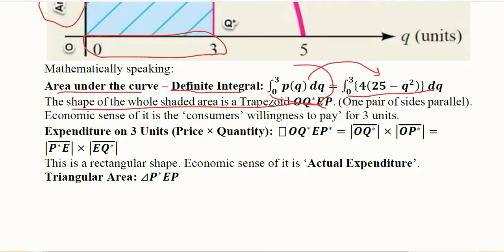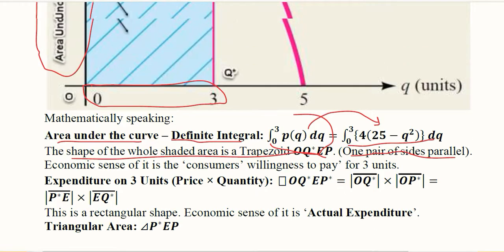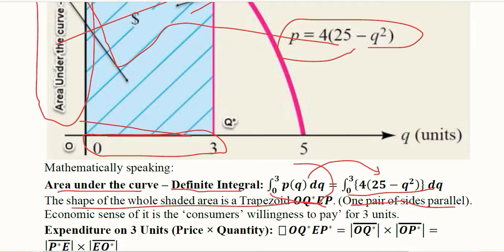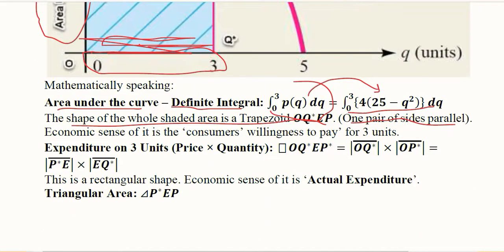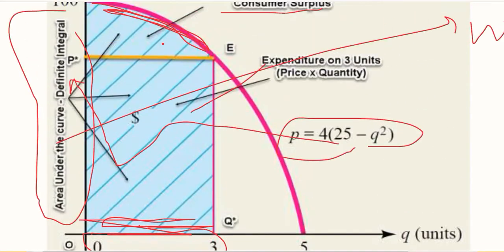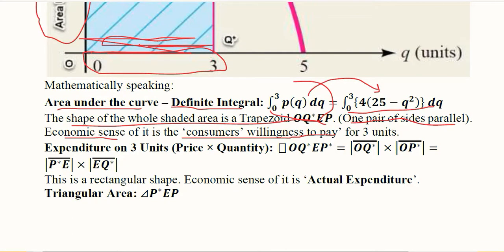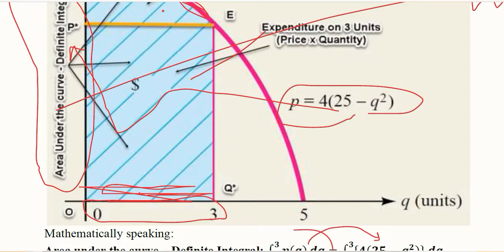That is the area which is shaded in blue, and one pair of the sides is parallel, that is these two left and right sides. The upper side is definitely not parallel to the base, which is horizontal, this one. So this is the identification of a trapezoid, and in its economic sense it is showing the consumer's willingness to pay for 3 units. As you can see, this is the consumer willingness to pay, and then the expenditure is calculated by calculating the area of this rectangle.